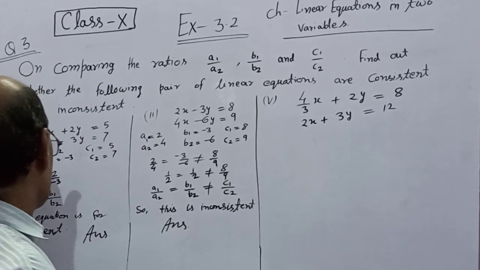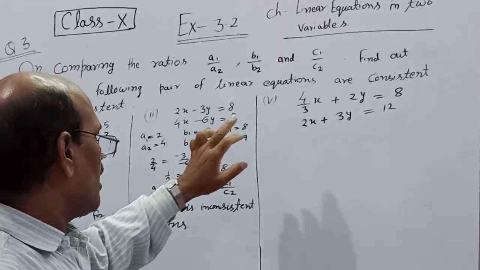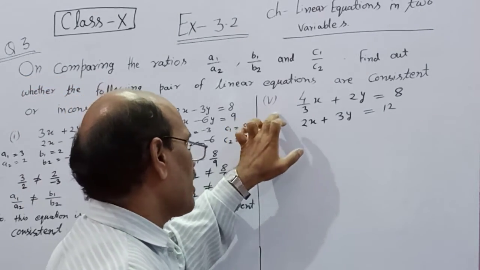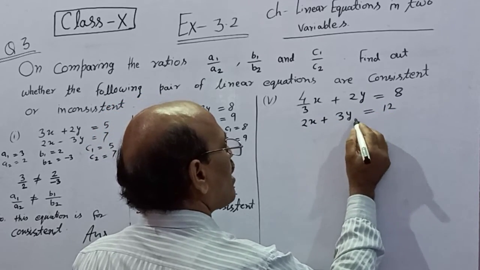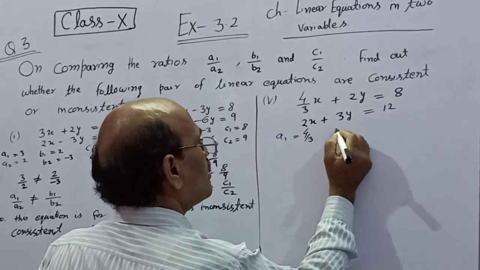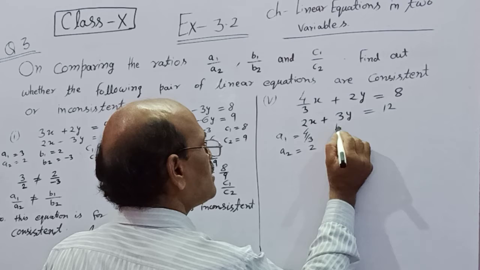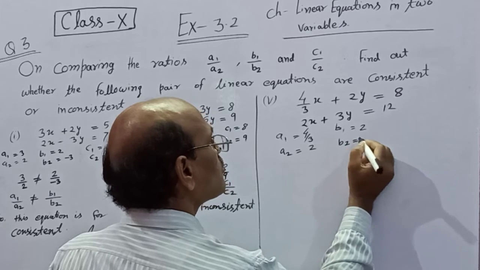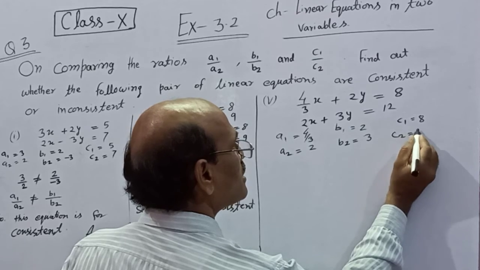And in the first question and second question, 3 and 4 are the same. I am doing question number 5, my fifth part. 4 upon 3 x plus 2y is equal to 8, 2x plus 3y is equal to 12. Here a1 is equal to 4 by 3 and a2 is equal to 2. b1 is equal to 2 and b2 is equal to 3. c1 is equal to 8 and c2 is 12.